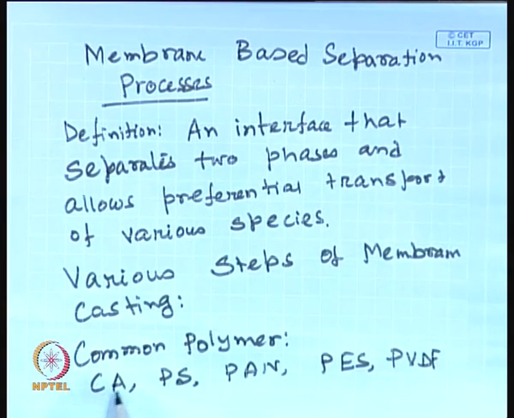Cellulose acetate is used for casting the reverse osmosis membrane. For example, cellulose acetate and polyamide, PA. Polyamide is also used for casting the reverse osmosis membrane. Polysulfone and polyacrylonitrile polymers are used for casting the ultrafiltration membrane. Now, all these membranes are hydrophilic, and polyether sulfone is another polymer which is quite hydrophilic. These are generally used for casting reverse osmosis, ultrafiltration, nanofiltration and microfiltration membranes.